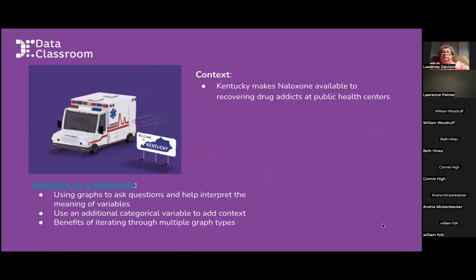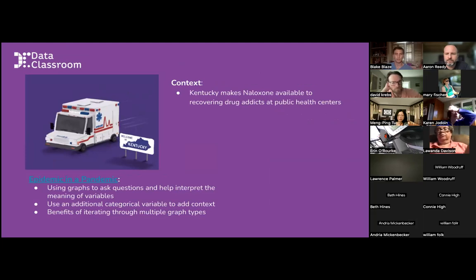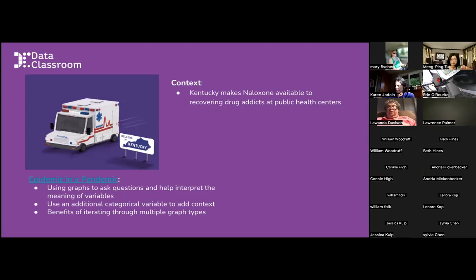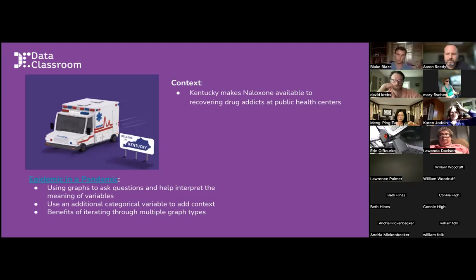So the context that we need to know before going into this data set: there's a drug called naloxone that different states make available to drug users in order to help them avoid overdoses. This drug is available at public health centers and requires you being able to travel to the public health center and to consume it under the observance of a medical professional.